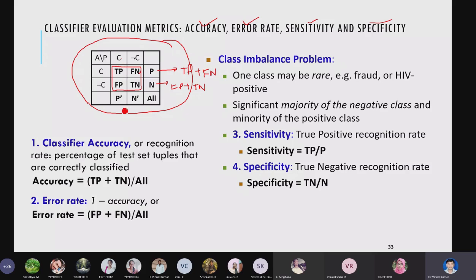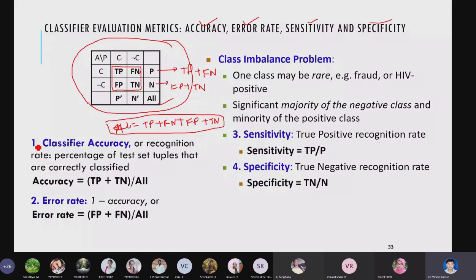Here also, if we add in this direction, you will get P dash and N dash. If you add all, then what is all? All means true positive plus false negative plus false positive plus true negative. So this is all.